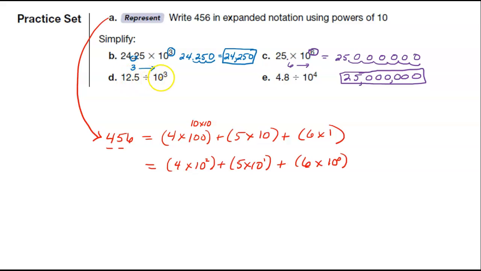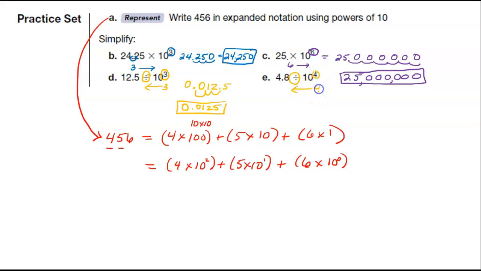Let's pick a different color. I have 12.5 divided by 10 to the third. If it is divided by, then I'm going to move the decimal that way 3. So I have 12.5. I'm going to move it 3 to the left. So I have 1, 2, and then my third is going to be here. The decimal is here, and I normally put a 0 in front. So to rewrite it so it's not messy, I have this.